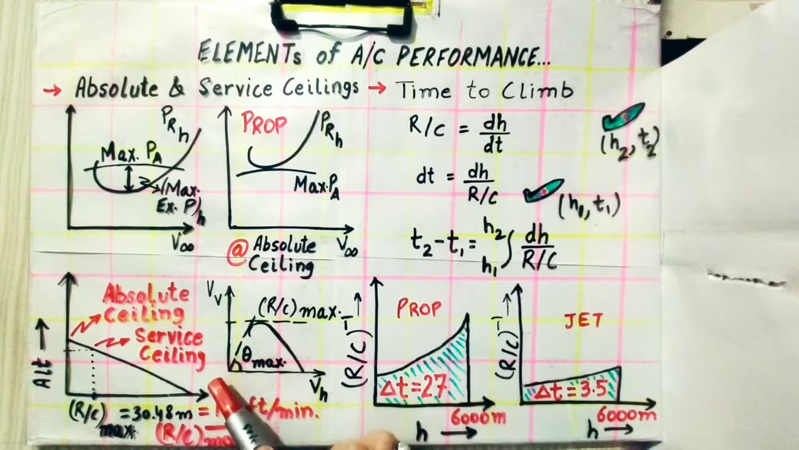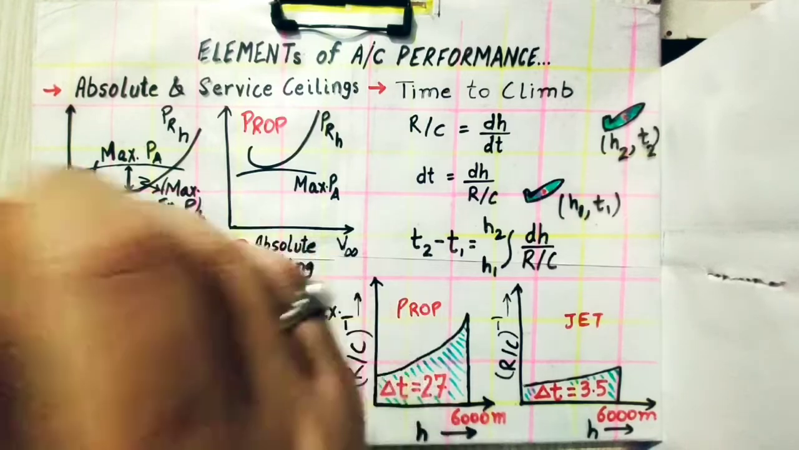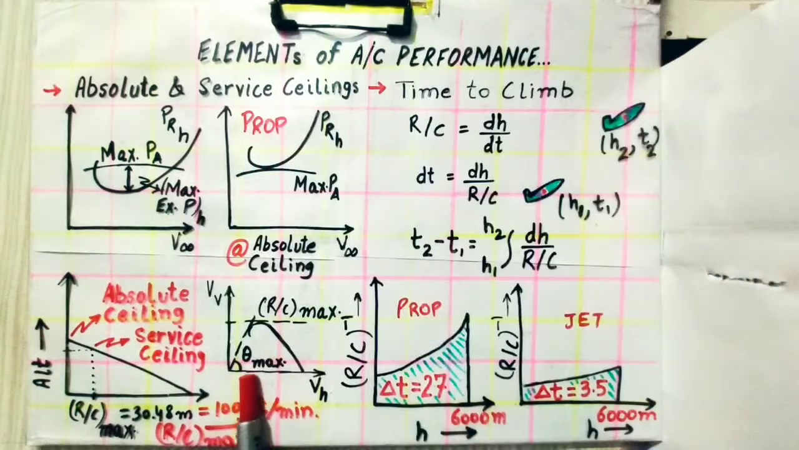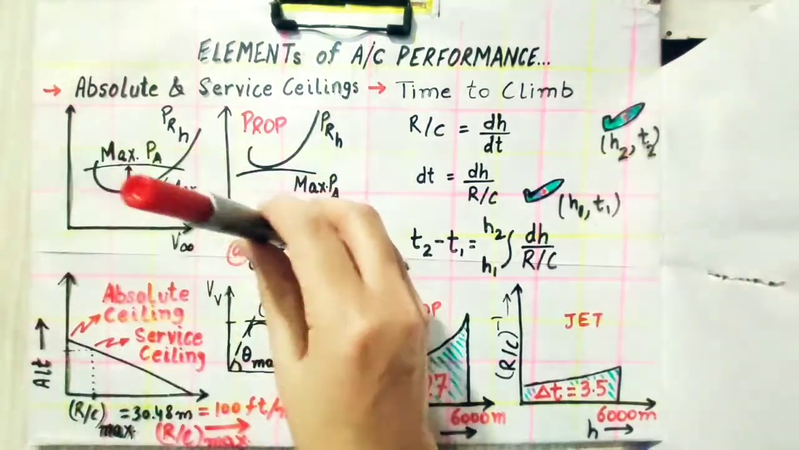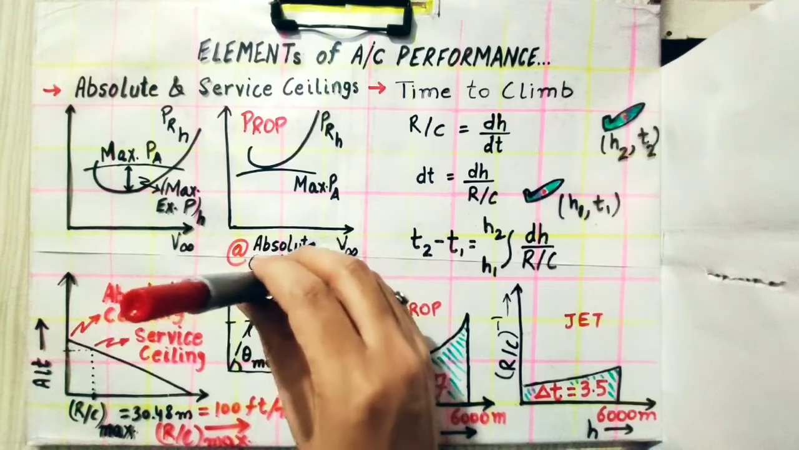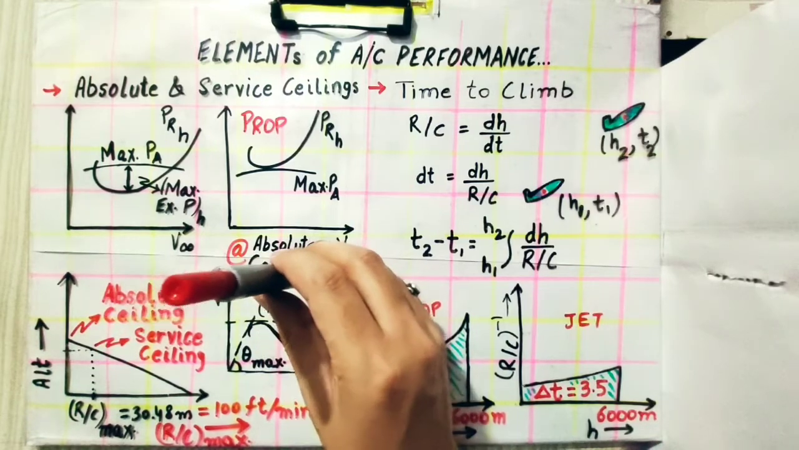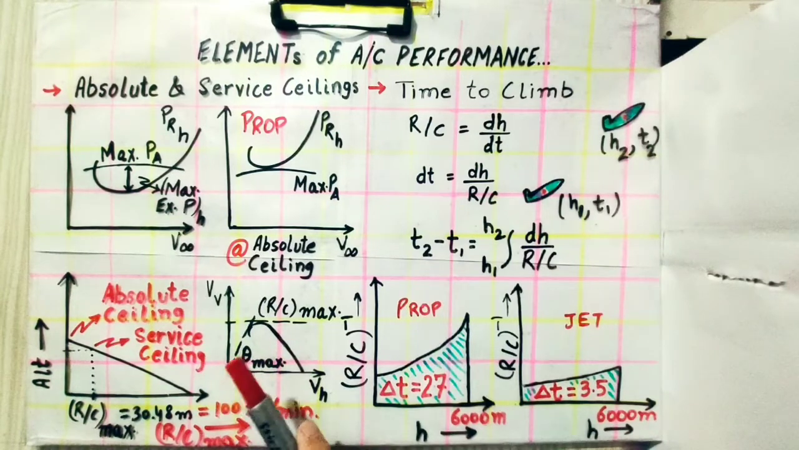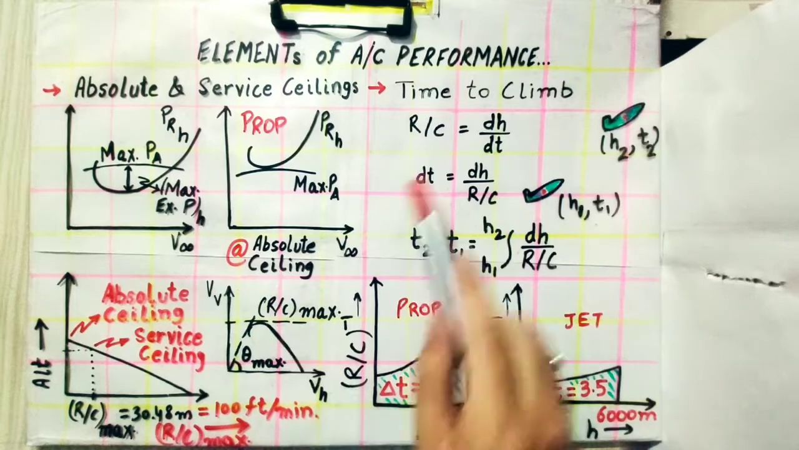And the maximum climb angle is not 90 degrees, it is climbing at some angle, which is theta max. It is not 90 degrees at which the rate of climb should be maximum. Intuitively we can think that it should be 90 degrees, but it is less than 90 degrees. Theta max is the maximum climb angle an aircraft can achieve for a climb performance. So now let's move on to time to climb.